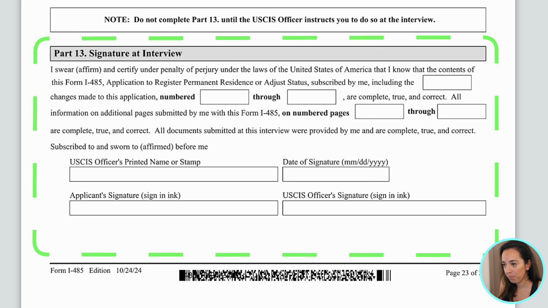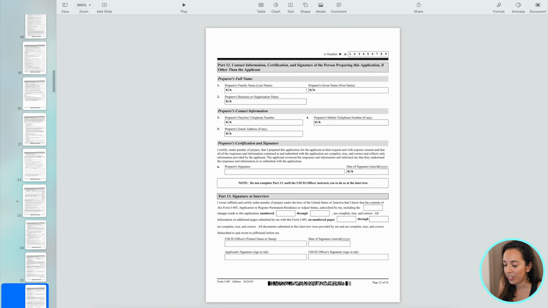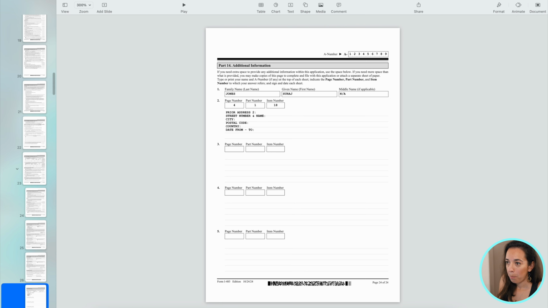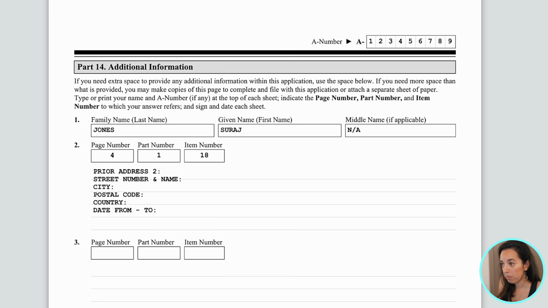For part 13, it says do not complete part 13 as it's for the USCIS officer to fill out at your interview. Just as a note, we did not go through an interview at all. Our case was approved automatically after mailing our application to USCIS. Page 24 is the final page, which is part 14, additional information. Just remember to fill out your name and A-number on this page, even if you aren't using this form for any additional information.